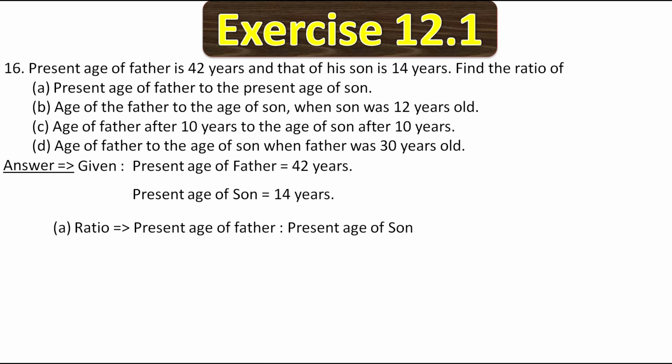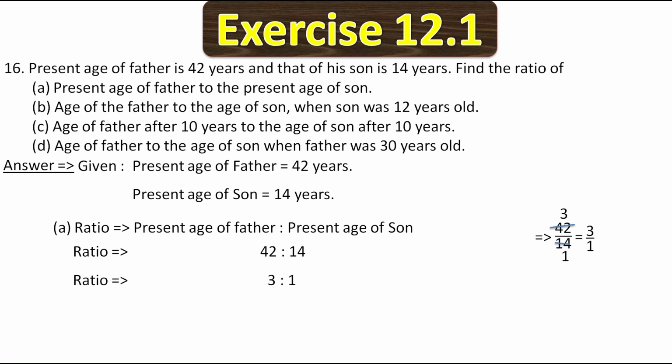So we know both things. So the ratio is 42 is to 14. We just have to convert them into the simplest form. So 42 upon 14. Here I'll divide by 14. 14 1s are 14. 14 3s are 42. So I got the fraction as 3 upon 1, which means the ratio is 3 is to 1.